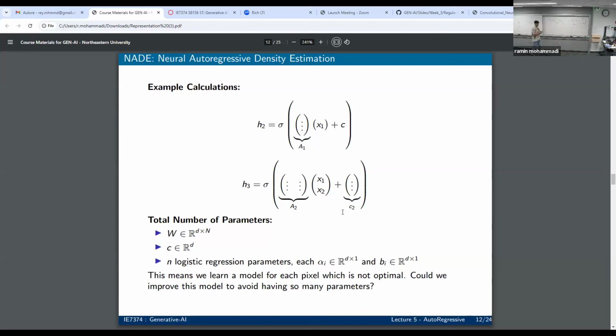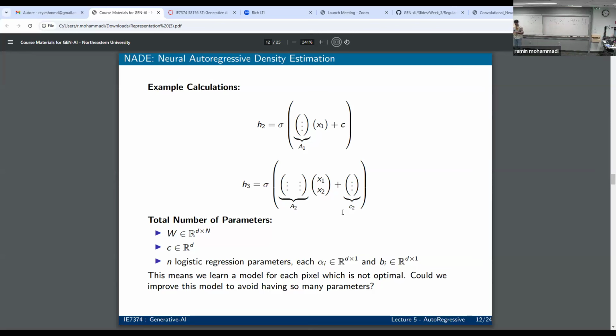Why we have lots of parameters is because we are learning everything independently. For every H1, we are learning a totally new set of parameters, right? All those weights are different. And also, after we learn all the H, if we have n pixels, we still need to have n logistic regressions.